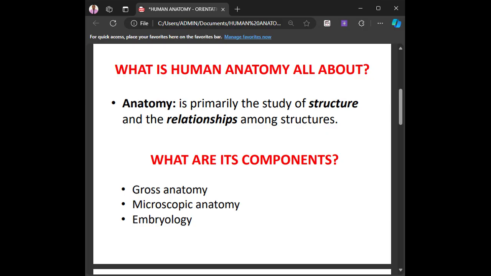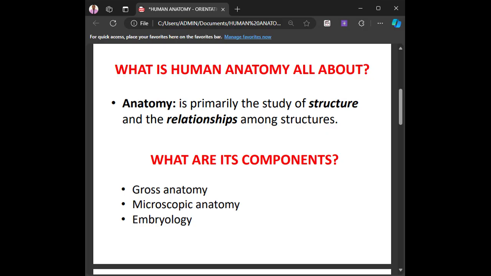Then lastly but not the least, we have what we call embryology. Embryology is also another subdivision of human anatomy. It can also be referred to as developmental anatomy, as it has to do with the development of a structure from the start to the point where it becomes effective.